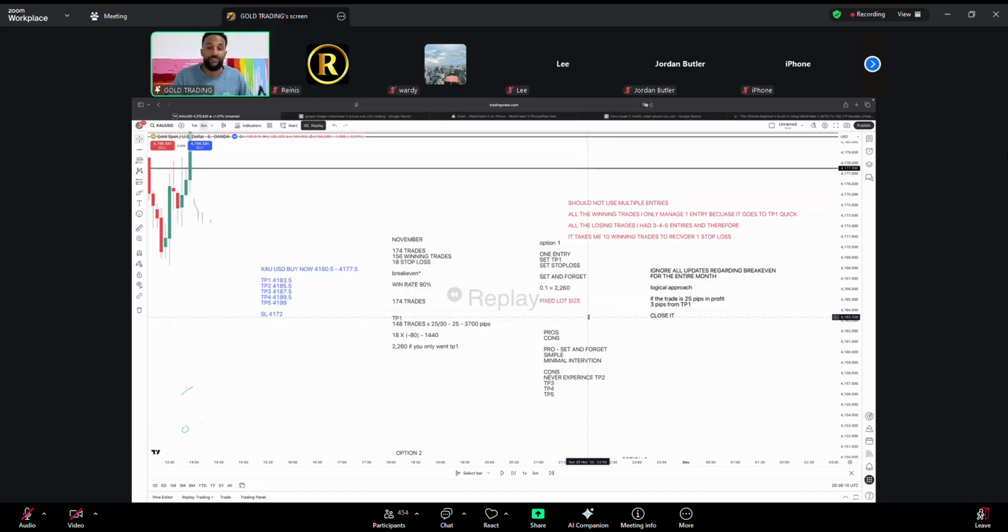So if you take 1 entry and 1 TP and you set and forget, and you ignore the updates regarding break even, but you take a logical approach whereby if the trade is next to TP1, then you just close it anyway, you will make money.